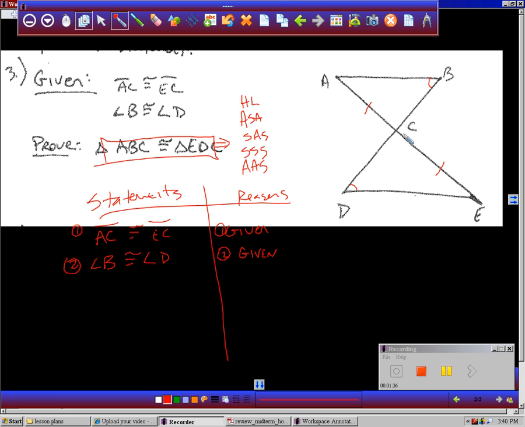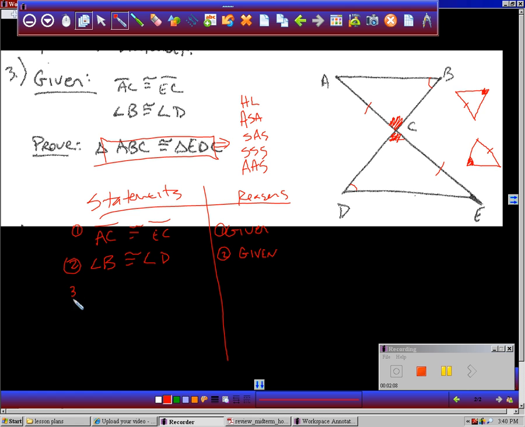So if you have a side right here and a side here, what would be really good is to detach these so you can look at them individually. So you have a side and an angle, and you have a side and an angle here. If you're looking at them detached, you have a side and an angle both marked. So is there anything else that you can mark? Well, you can mark the vertical angles right here.